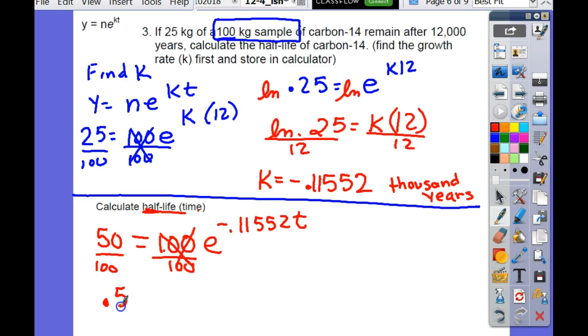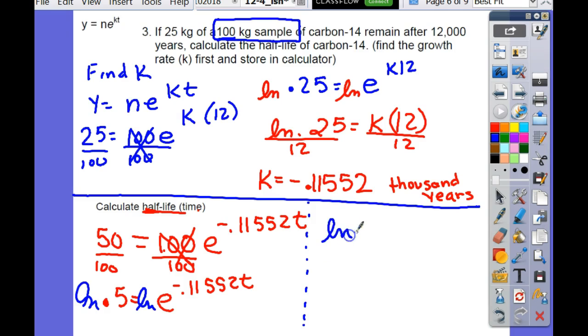So this is 0.5 equals e to the negative 0.1155 2t. What am I going to do next? I'm solving for the t. I'm going to take the log of both sides. And so I'm going to have ln of 0.5 equals negative 0.11552 t times the ln of e, but the ln of e is just 1.